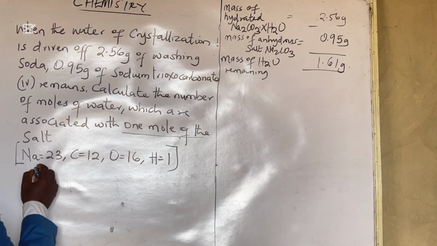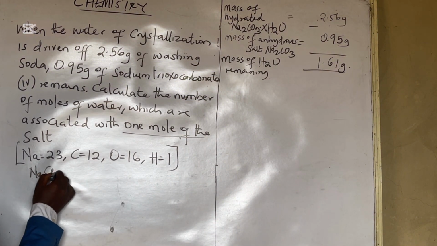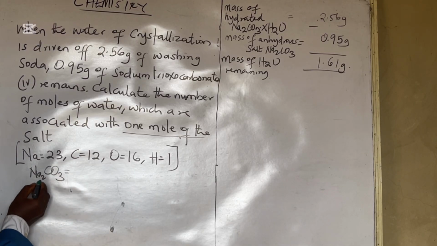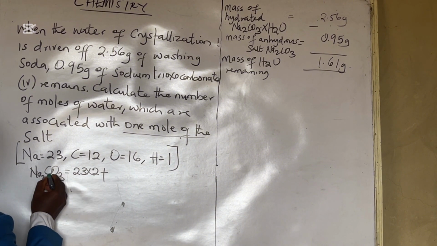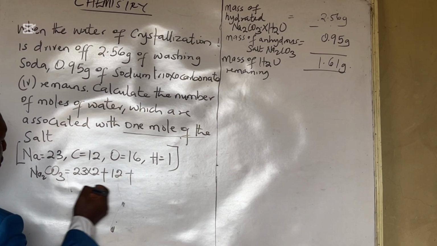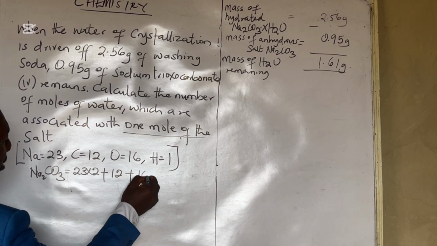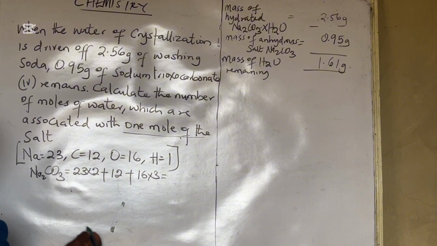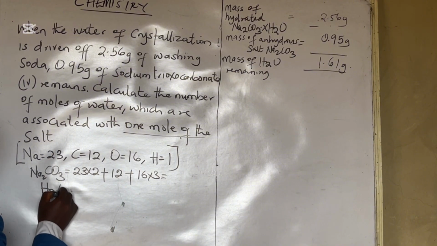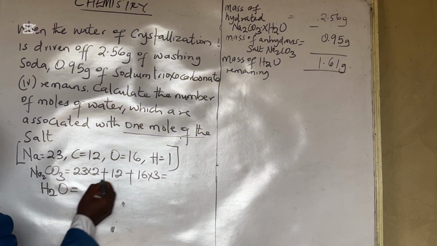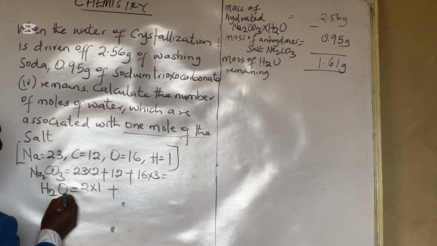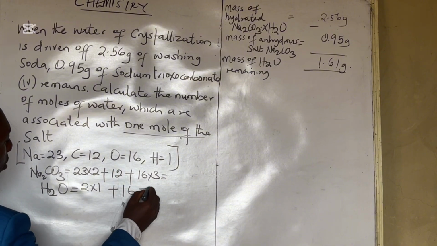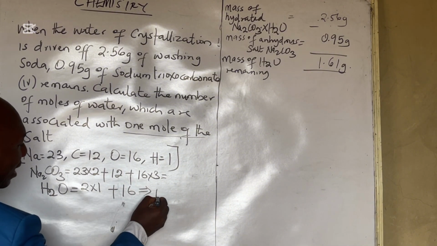We have sodium carbonate. This is how to write sodium carbonate. So we have sodium is 23, that's 23 times 2, plus carbon, that's 12. Oxygen is 3 times 16. We also have that of water, H2O. Hydrogen is 1, that's 2 times 1, plus oxygen is 16. So we do that of water very well. We have 2 plus 16, that's 18.